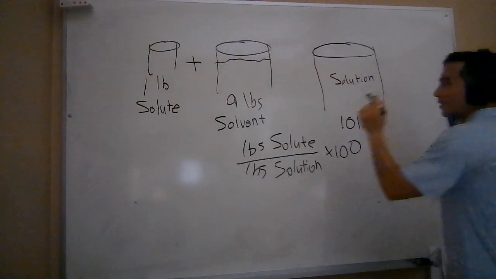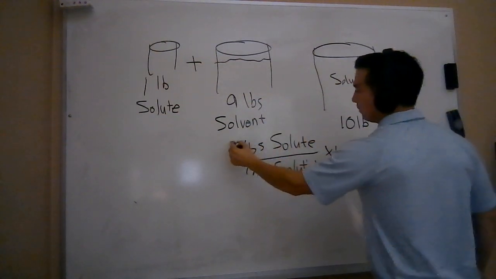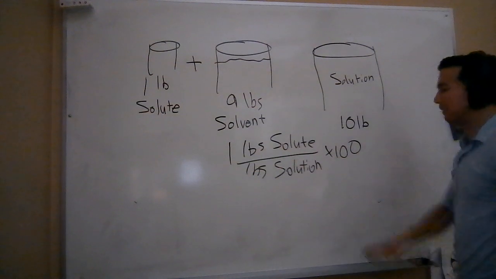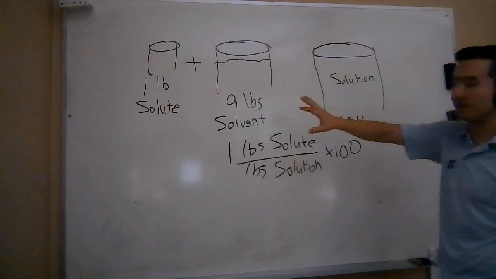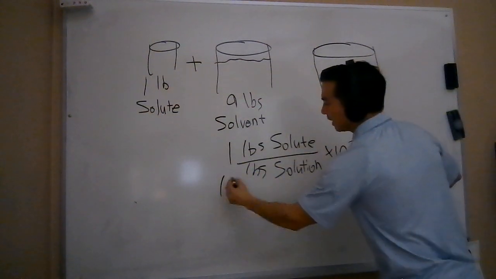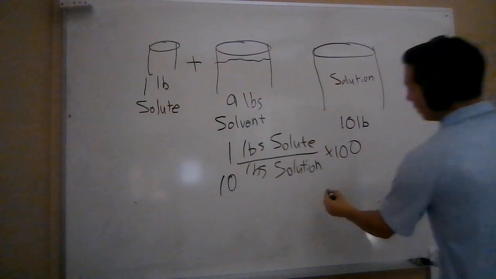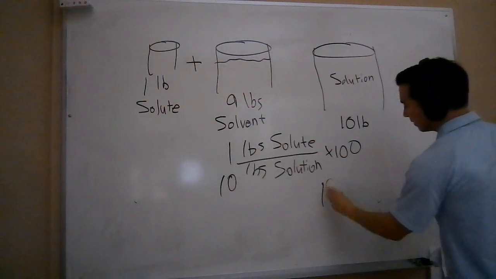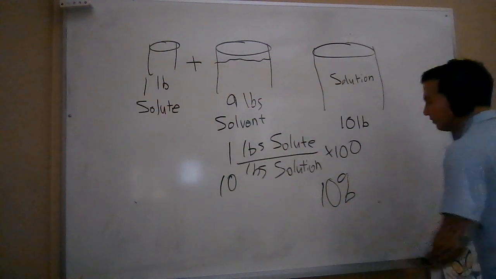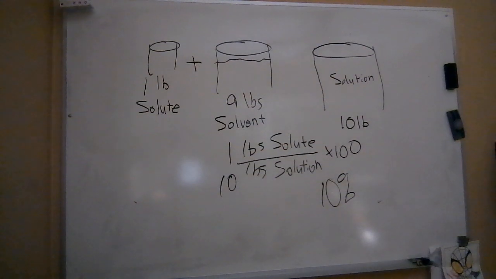So what do I have here? I have 1 pound of solute. My solution, remember, is the combination of the two, so I have 10 pounds of solution, times 100. So what do I end up with? I end up with 10% strength of whatever this chemical is. Now, this is the generic, very simplified version of it.